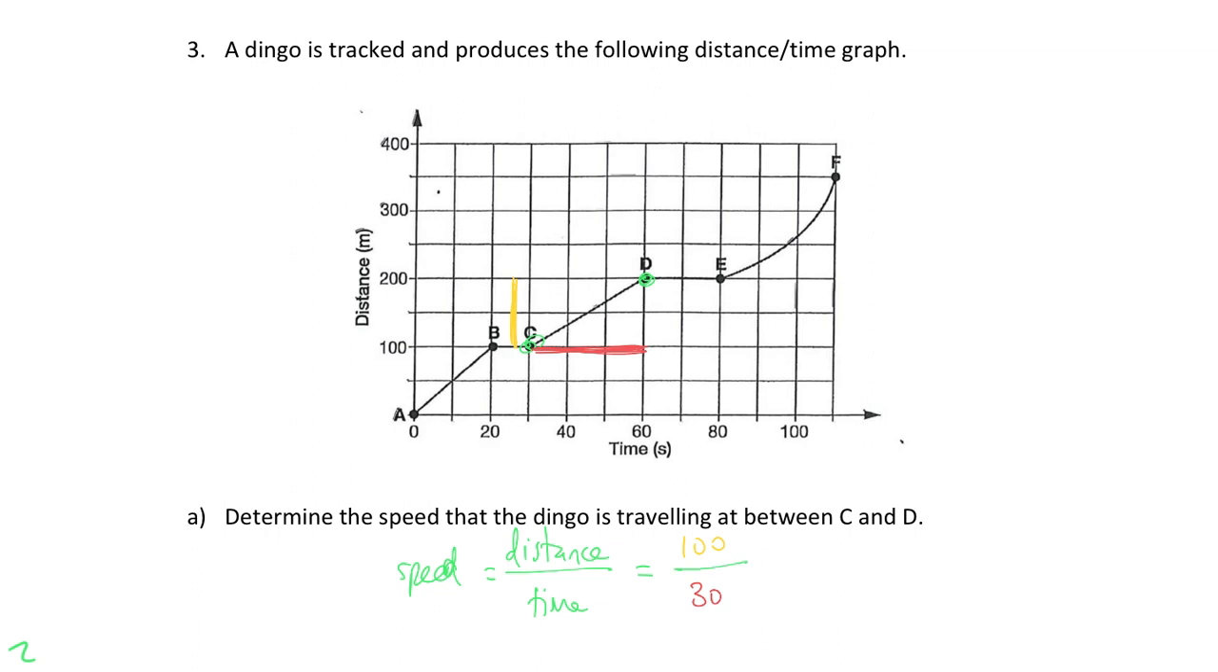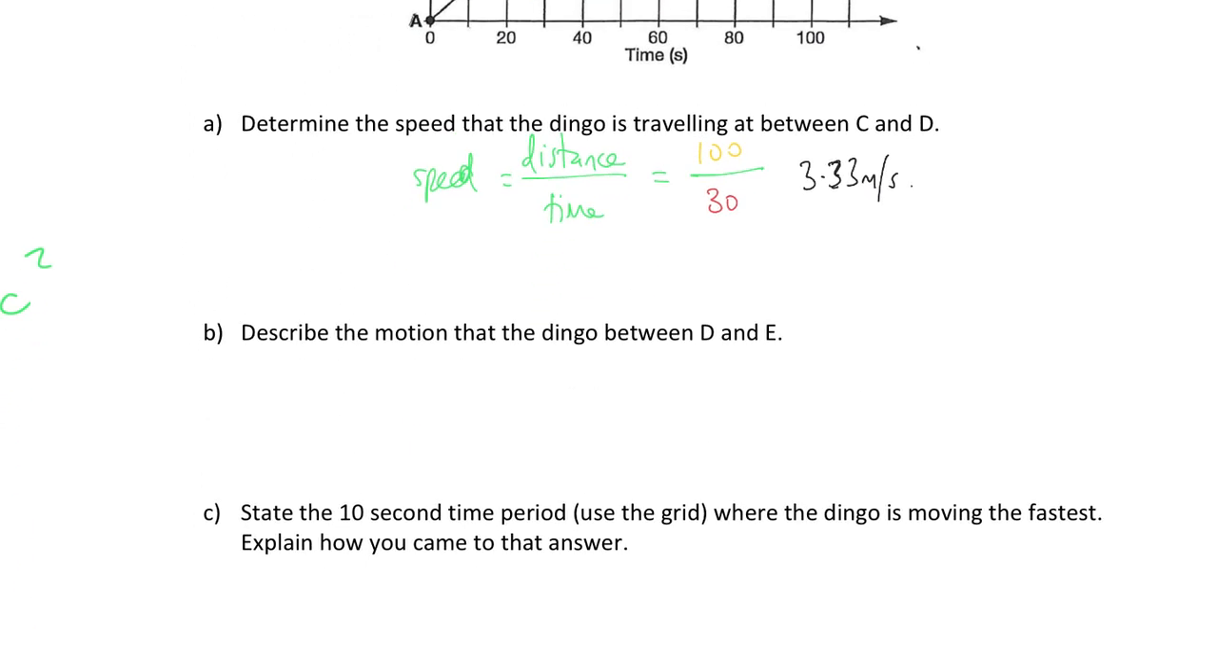So 100 divided by 30 is some value. What's that going to be? Like 3.33 meters per second, something like that? What's that value? 3.3, okay, yeah, that's what I thought. Yeah, see, 3.3 meters per second, right? Do I need to put the direction? No, because it's asking for speed.